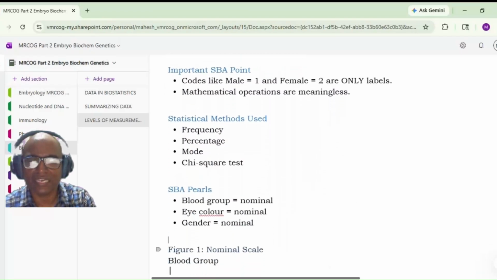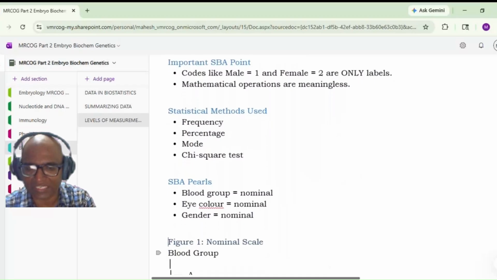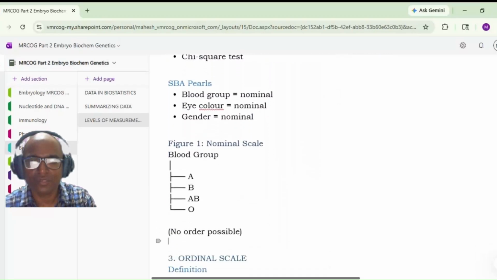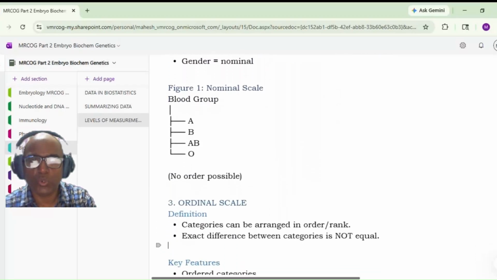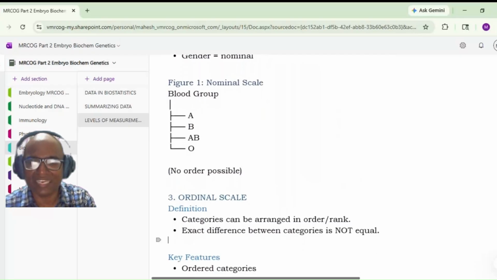Okay. So examples are blood group, eye color, gender. These are the nominal scale. Okay. So A, B, AB, O, that is a nominal scale variable.